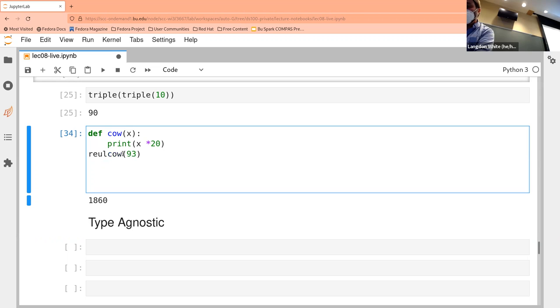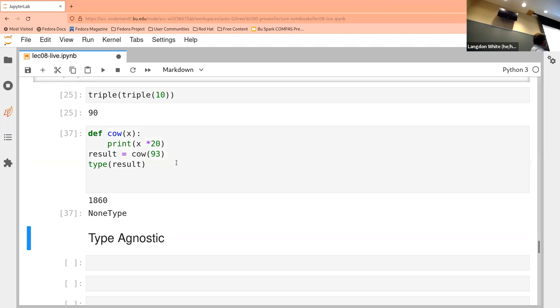Okay, so result doesn't have that in there. That's not really showing it very well. You know what? Let's do it this way. Type. So as you can see, result is of type none because this didn't return anything. So it's like you didn't get anything back. So result is of type none. It doesn't get anything in there.